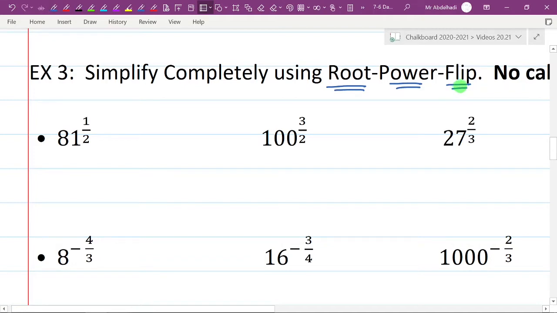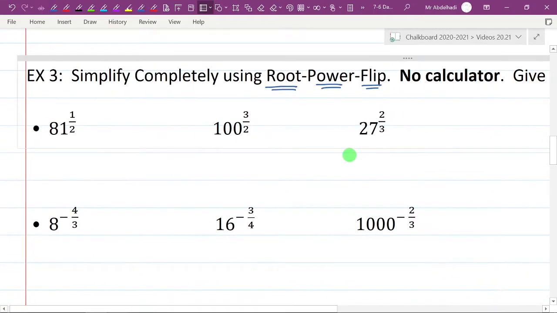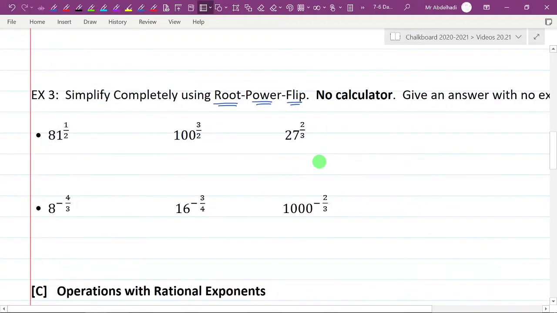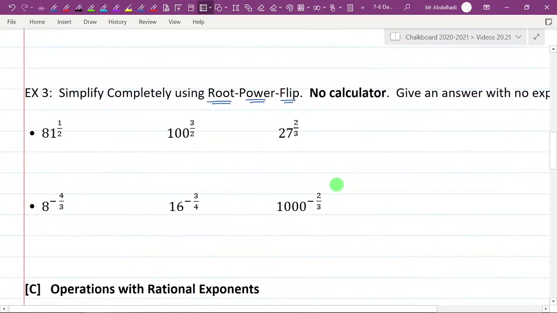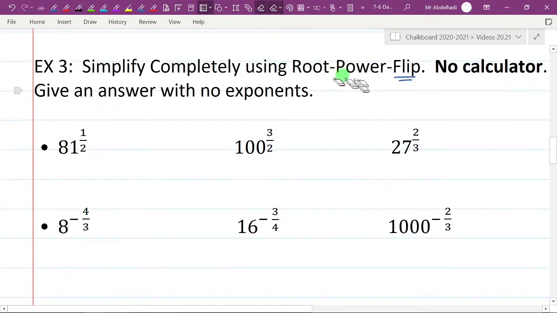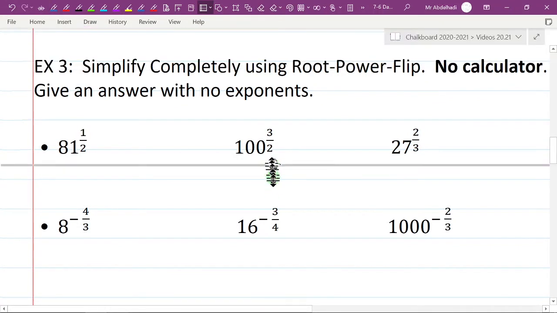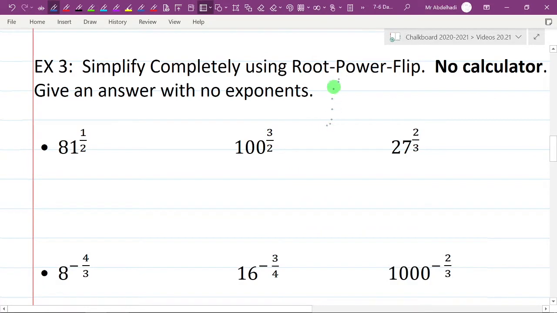So what it says here in the instructions is do this without a calculator, give an answer with no exponents in it. Okay? Give an answer with no powers in it. Can you do this without a calculator? Yes, you can. Okay, believe in yourself. If you do this with the root power flip method. Okay? Copyright Abdul Hadi 2006. Once again, this is a joke.